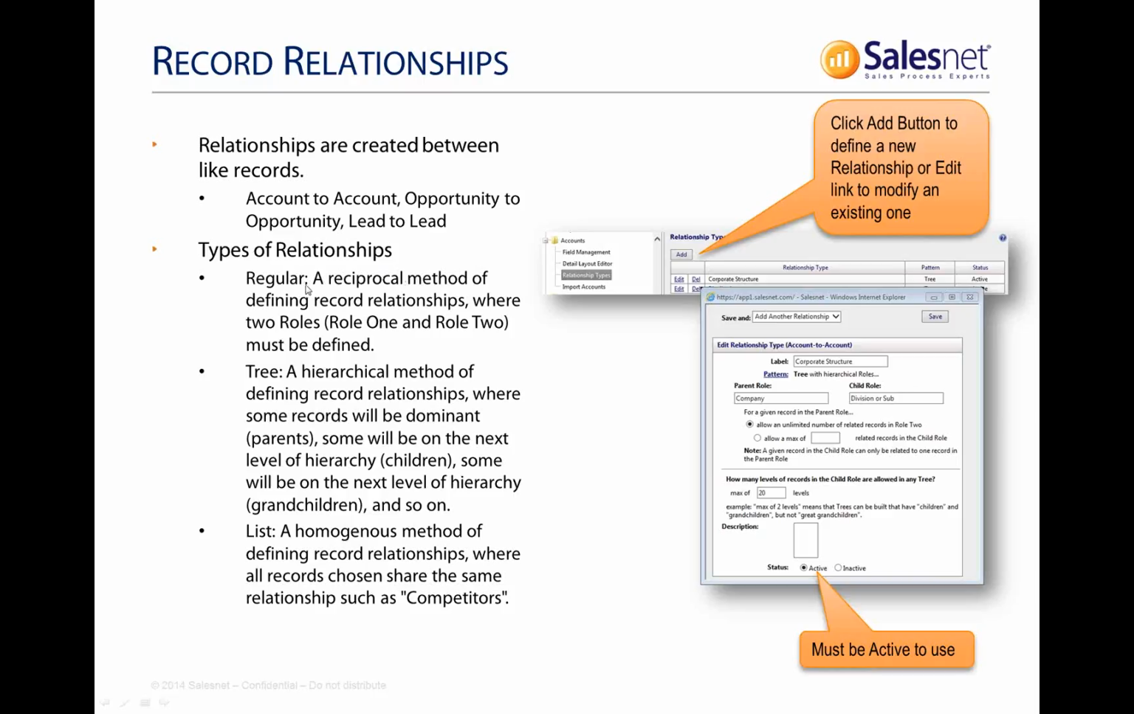Okay, so we have 3 types. There's regular, which is kind of a one-to-one. So this guy's my referrer, and here's the referee. They're kind of one-to-one. We have a tree, where we might list a hierarchy, like here's the parent account, the children accounts, and each one of those children could have children. And then we can have a list. So maybe we're storing our competitors in our company list, and we want to create a solid list that we can go look at any time, from a competitor view.